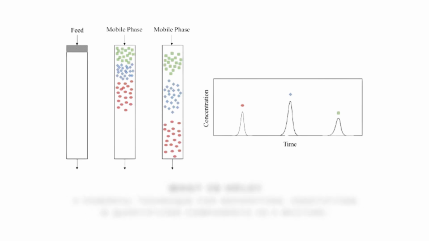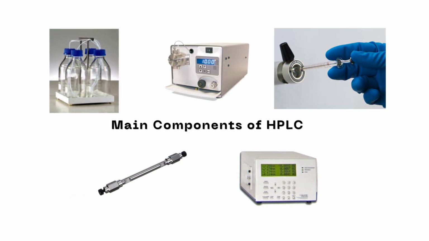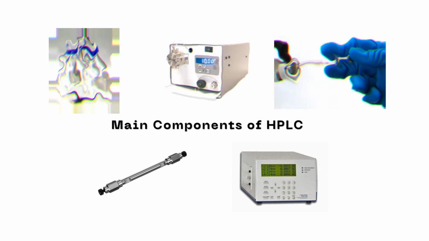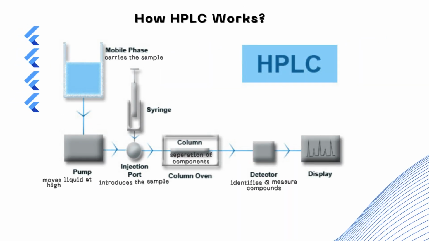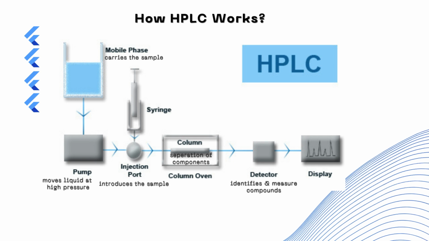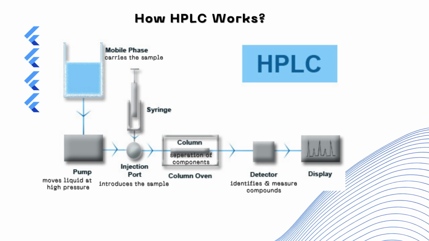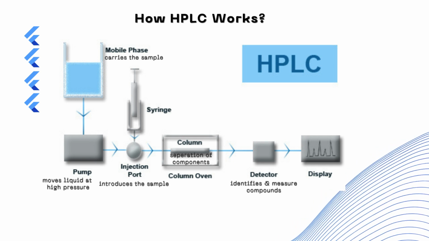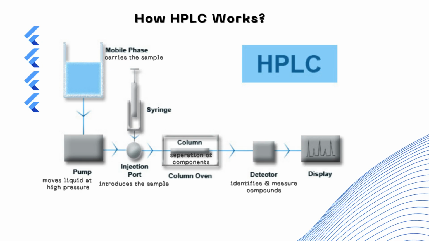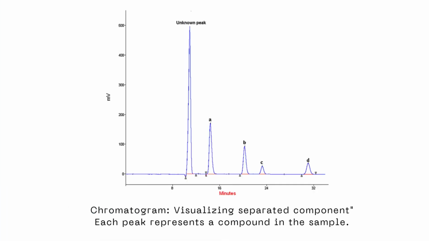Let's break it down. An HPLC system consists of several key components like mobile phase pump, injector, column, detector and data system. In simple terms, different components in a sample travel at different speeds through the column, leading to their separation. The detector then records these components, producing a chromatogram, a graph that tells us what is in our sample.